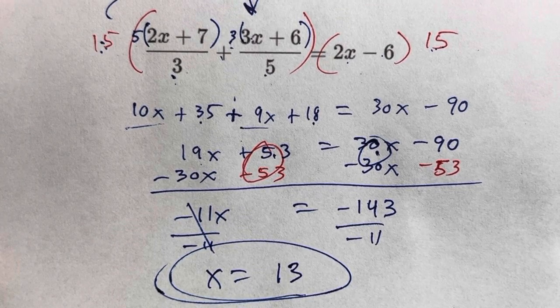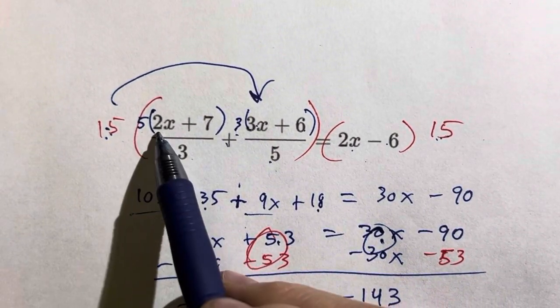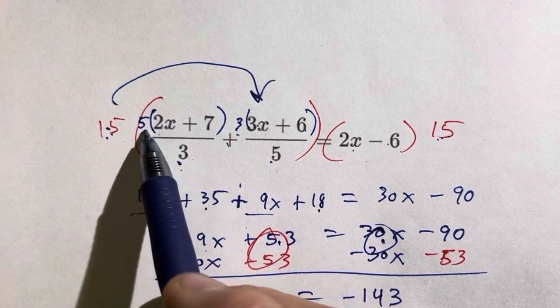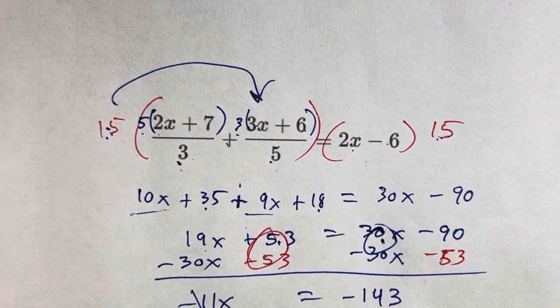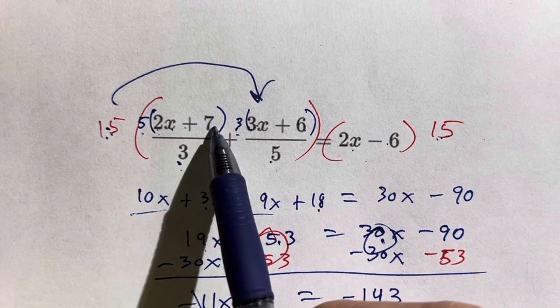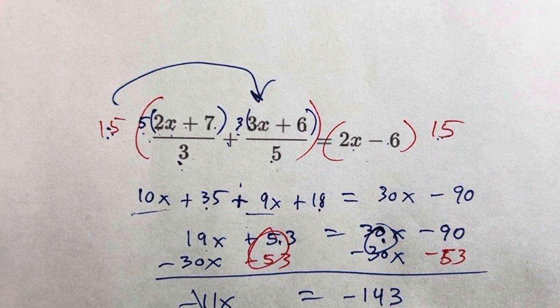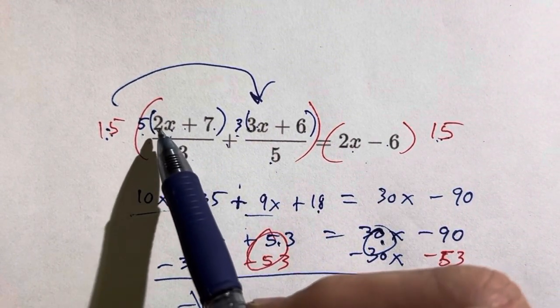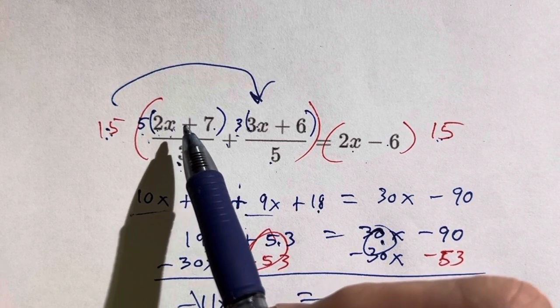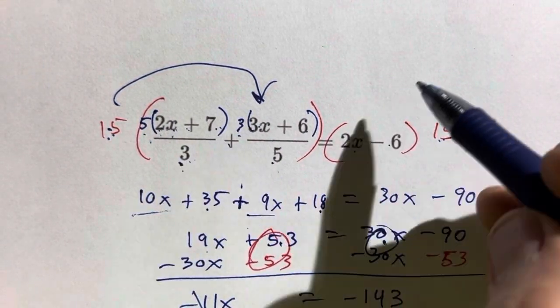Okay, and I suggest checking them. If I put my 13, now you got to look at the original problem, so I got to ignore some of this stuff I drew in there. But if I put 13, 2 times 13 is 30, plus 7 is 37. I'm sorry. 2 times 13 is 26. I don't know where I was getting 30. 2 times 13 is 26. Plus 7 is 33. Over 3 is 11.